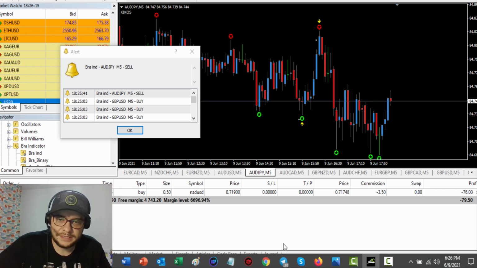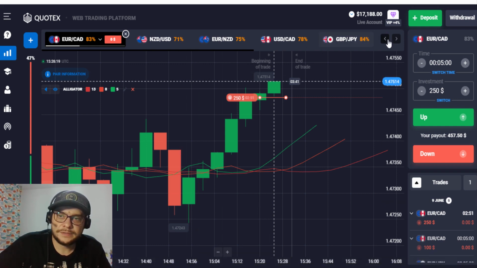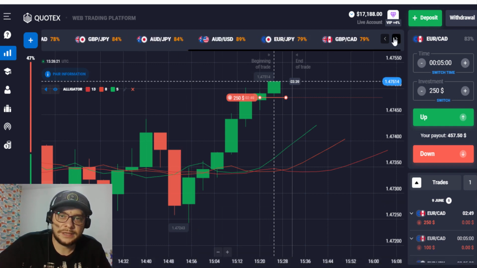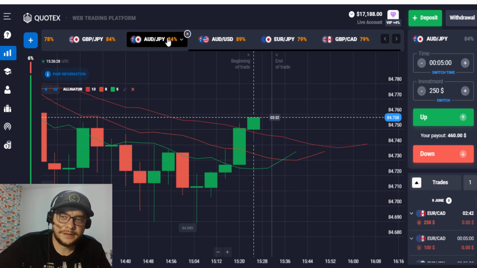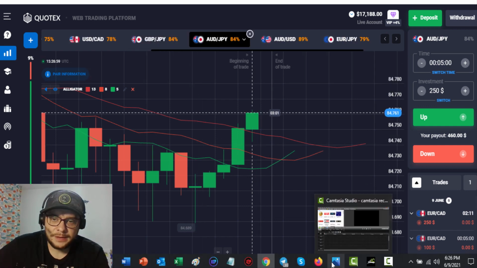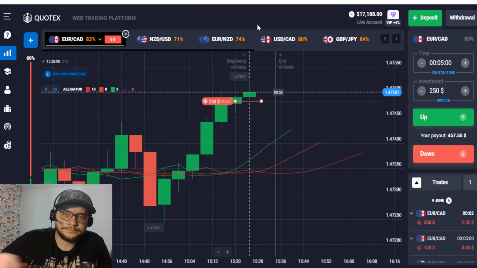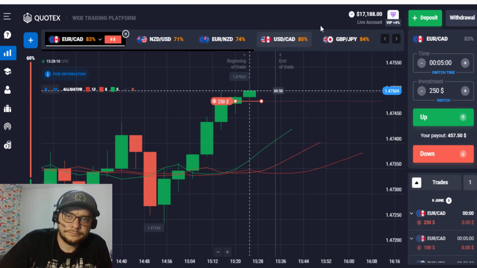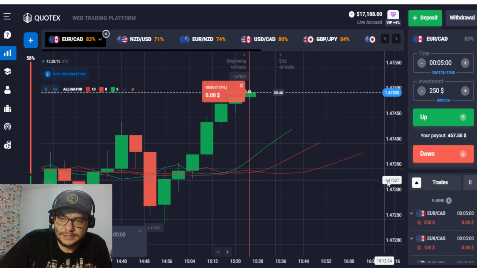Australian dollar, Japanese yen. Let's see the chart on Quotex. Australian dollar, Japanese yen. It's a nice one, but it still is going up, as you can see. Let's see it on the chart. All right, and it is a losing trade again.